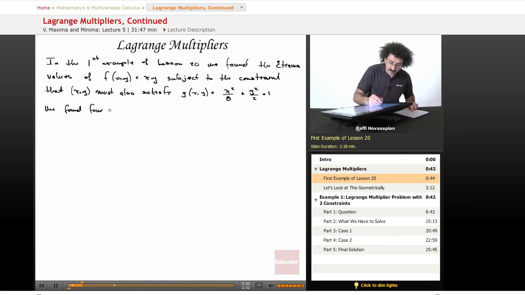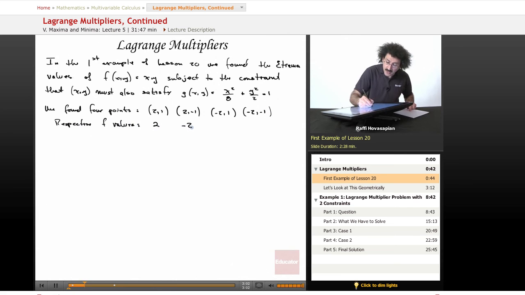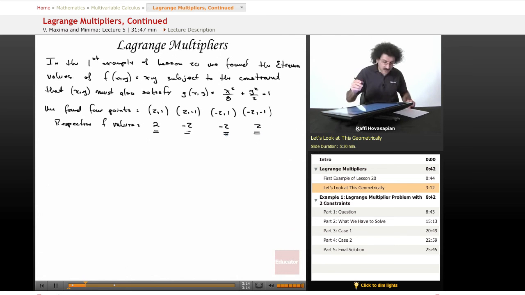Now we found 4 points that satisfied this. We had the points (2, 1), (2, minus 1), (minus 2, 1), and (minus 2, minus 1). When we put these points into f of x y, the respective f values were 2, minus 2, minus 2, and 2. So these two were the points where the function achieved a maximum, and these two were the points where it achieved a minimum. So let's take a look at what this looks like geometrically.